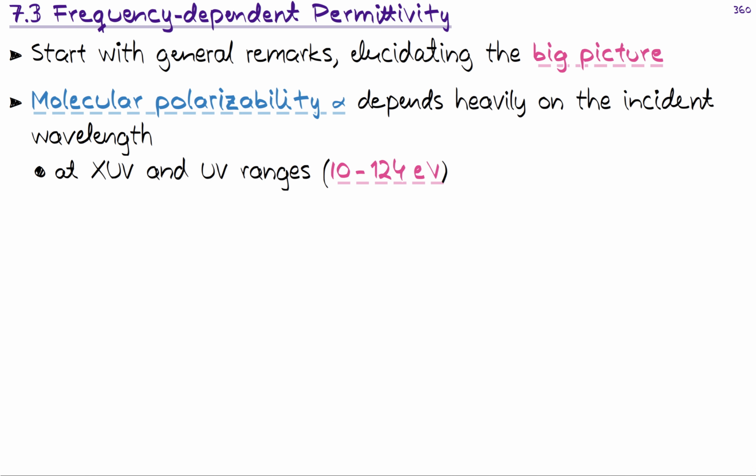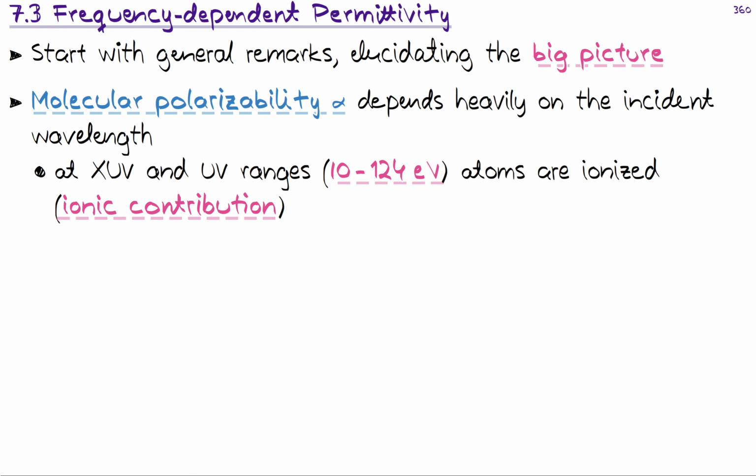And when the incident photons are this energetic, this is an energy per single photon, then the atoms that our solid is formed out of are essentially ionized. So the valence electrons get ripped off out of the atom, and then we will have an ionic contribution to the molecular polarizability. So we will have subsequent resonances and changes in the molecular polarizability due to these kinds of processes. But these start happening at the very short wavelengths, so in the XUV and UV regimes.